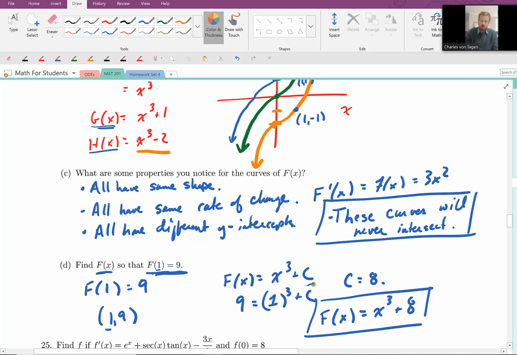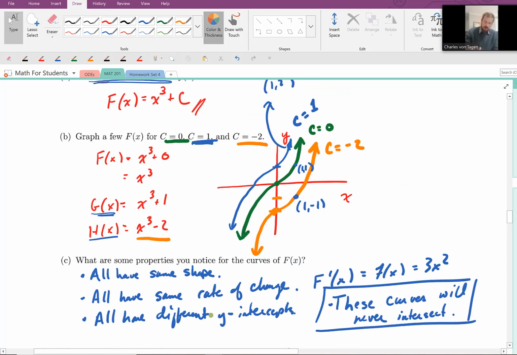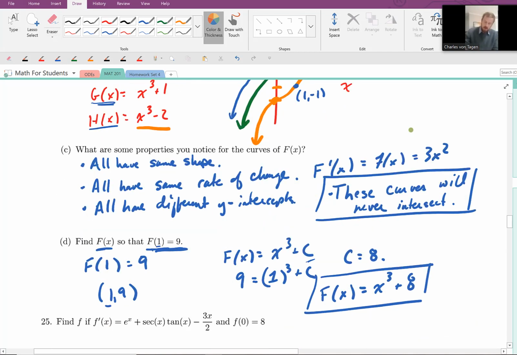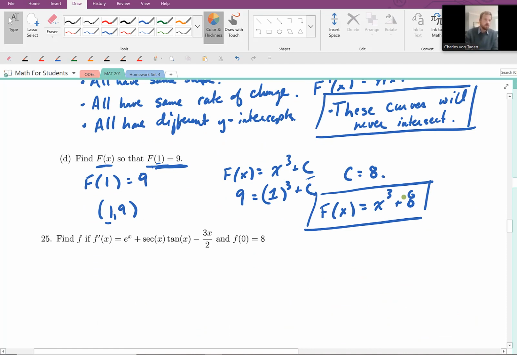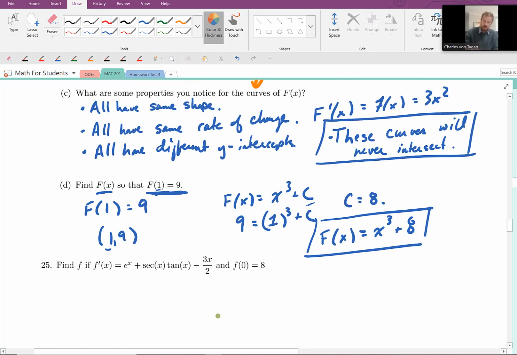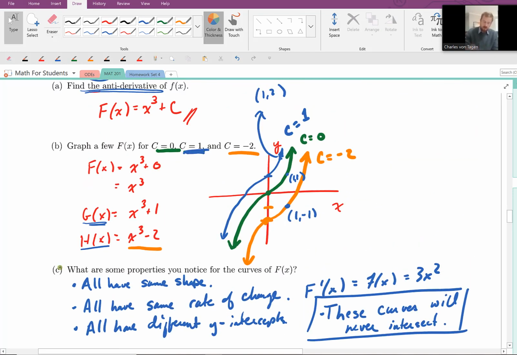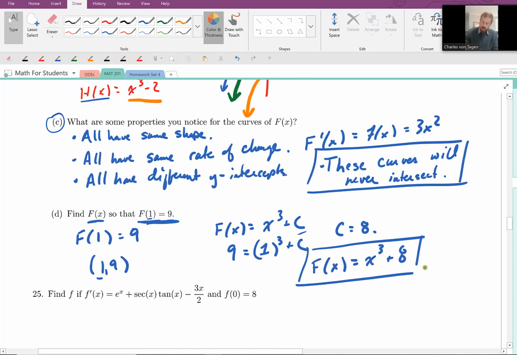Now it's certainly a family of curves, all of which have the derivative of 3x squared, but it's only one of those curves that has the derivative 3x squared and passes through the ordered pair 1, 9. Because if these curves never intersect, which is what we said, that was the big conclusion from C, then only one of them can pass through the ordered pair 1, 9, and this is the one that does that. Okay?